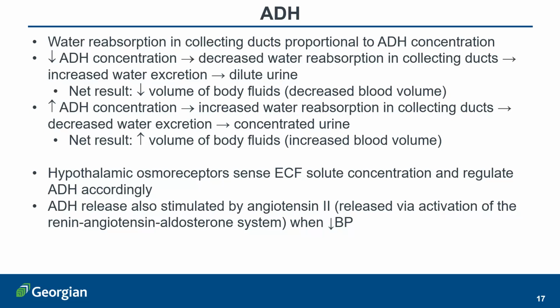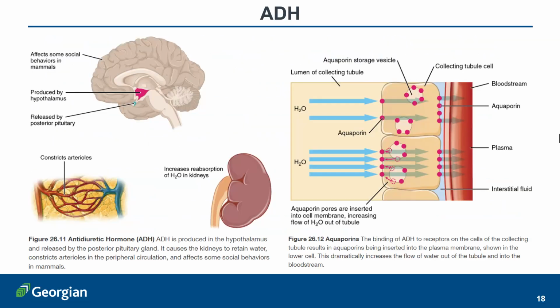ADH release, please remember, is also stimulated by angiotensin II, released via activation of the Renin-Angiotensin-Aldosterone System when blood pressure decreases. Here's a couple of diagrams related to ADH. ADH is produced by the hypothalamus and then transported down the pituitary stalk to be stored in the posterior pituitary. ADH release is triggered by a rise in serum osmolarity and is also triggered by angiotensin II. What does ADH do? It inserts aquaporins into the collecting ducts, thereby increasing water reabsorption in the collecting ducts.